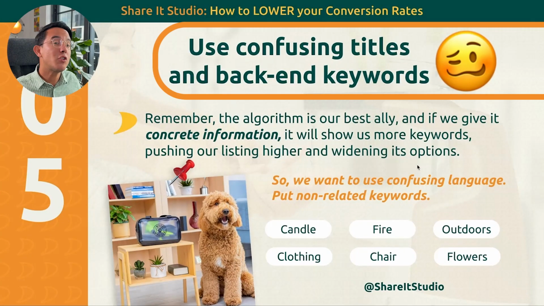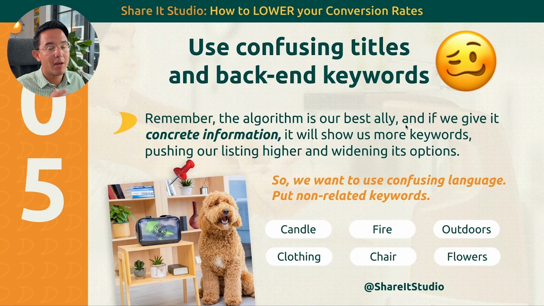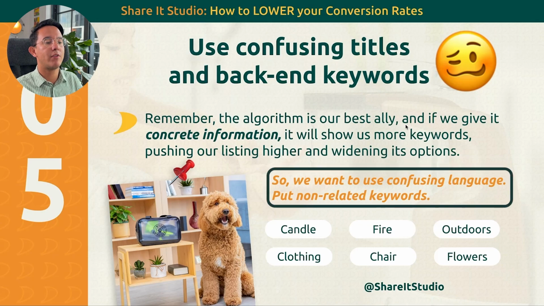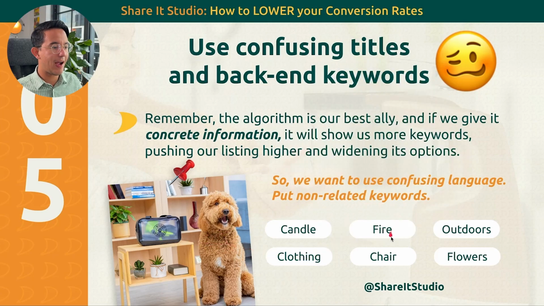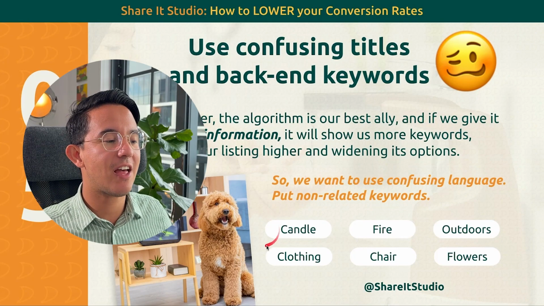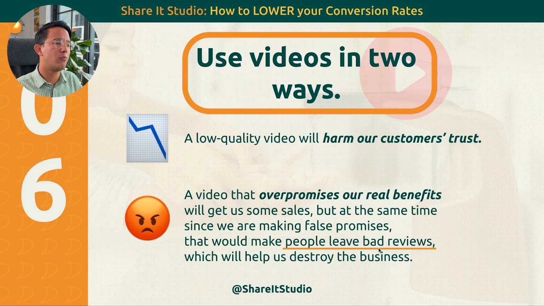Number 5. Confuse people. Why not confuse them even more with confusing titles and no backend keywords, all right? Remember, the algorithm is your best ally because that's the one that's going to rank you, right? Make sure you give it the right keywords to be able to rank. If you want to fail, make sure you confuse the algorithm. So if you want to use confusing language, put in unrelated keywords. For example, for the doggy, make sure we use fire, clothing, candles, flowers, outdoors, because it has nothing to do with pet grooming kits.